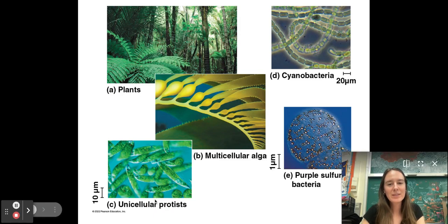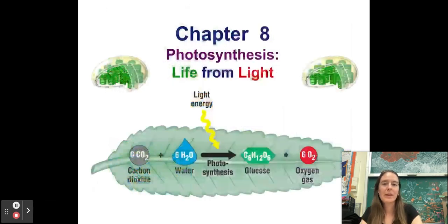So we're learning about photosynthesis. Photosynthesis doesn't just happen in plants. It happens in some bacteria, algae, and even protists, unicellular protists. These are like amoebas that swim in lakes and rivers.